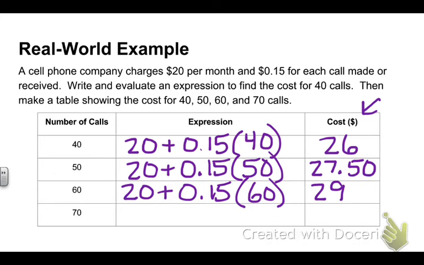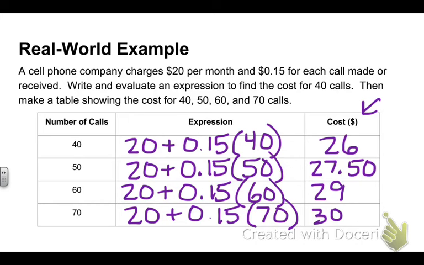$29. And then finally we've got $20 plus 15 cents per call. Here it's 70 calls. That's going to be $10.50. Add it to the 20 and you're going to get $30.50. Okay? We are going to spend a lot of time with the order of operations. Need to make sure that you know that so you can be successful for any future math problem. All right, I will see you then.